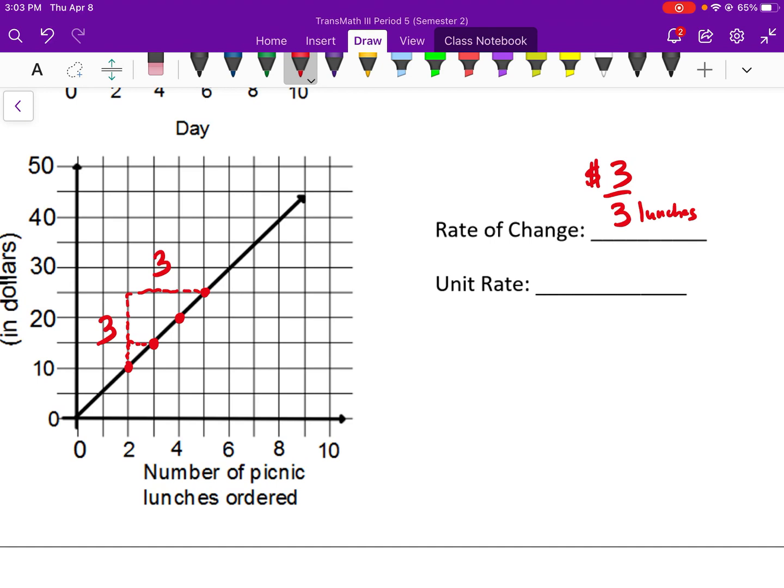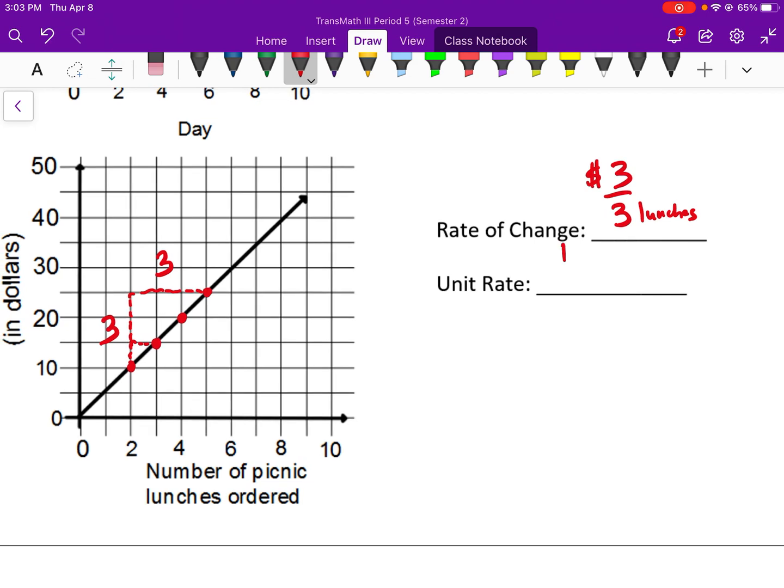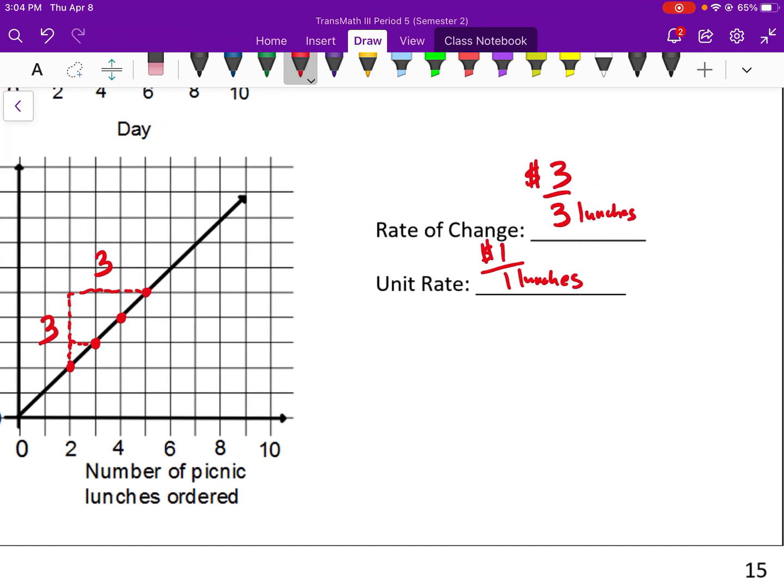In this case, again, we have that denominator 3 for the unit rate. I need that denominator to be 1. So I would divide both top and bottom by that 3, which would give me 3 divided by 3, which is 1. So that's talking dollars. 3 divided by 3 is 1 again for lunches. Okay, so that's saying 1 over 1. That's just $1 per lunch.